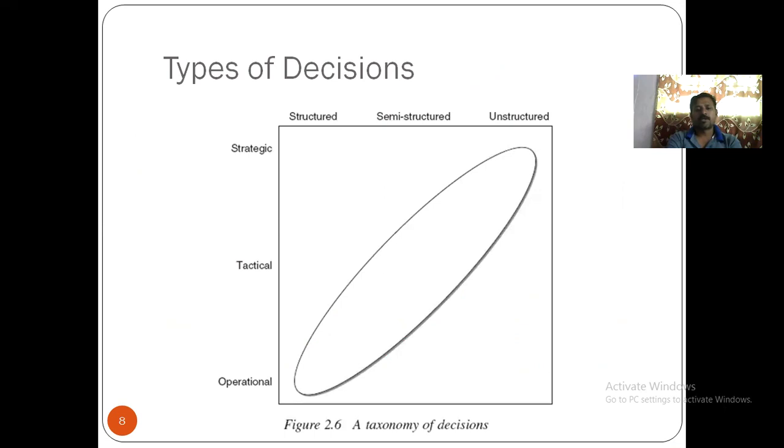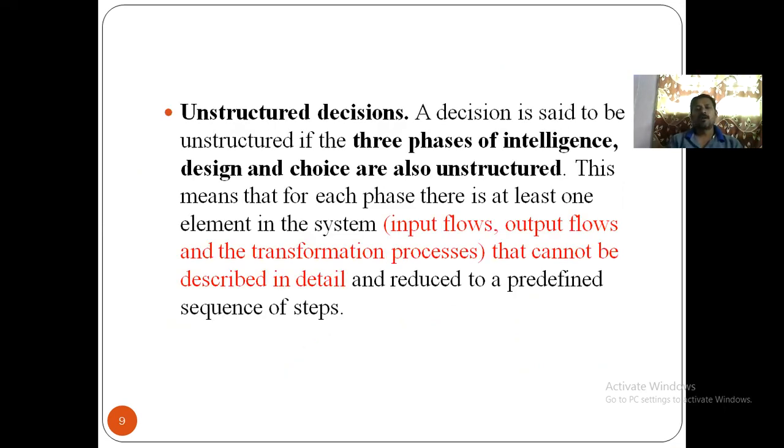This graph shows the taxonomy of decisions: operational, tactical, and strategic decisions compared with structured, semi-structured, and unstructured decisions. Unstructured decision: a decision is said to be unstructured if the three phases of intelligence, design, and choice are also unstructured. This means that for each phase, there is at least one unstructured element in the system. For example, if the input flows, output flows, and transformation process cannot be described in detail as a predefined sequence of steps, then it is an unstructured decision. It is not a well-formed decision.